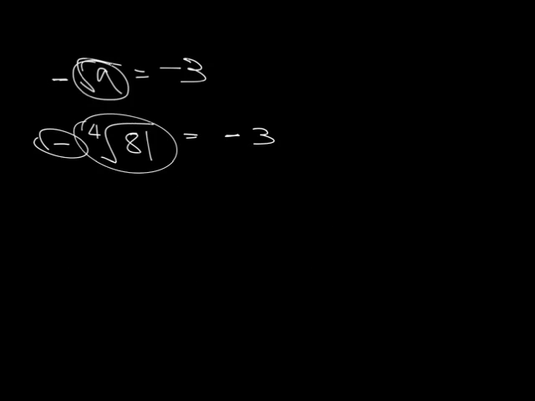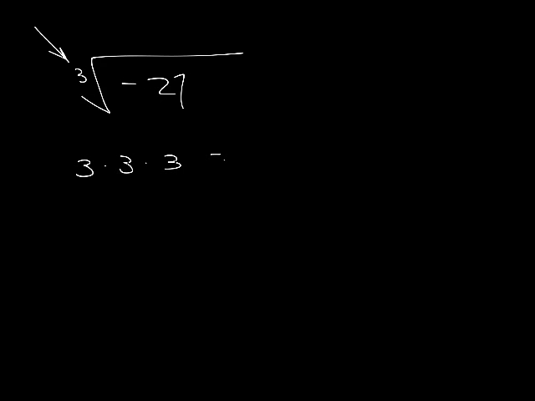That's true whenever the index, whenever the number that goes in here is even, and the number in here is negative, there is no answer. But sometimes the index in there is odd. So let's say, for instance, I have the cubed root of negative 27. That means 3 times 3 times 3 is 27, but we want it negative. What if we put a negative there, there, and there?